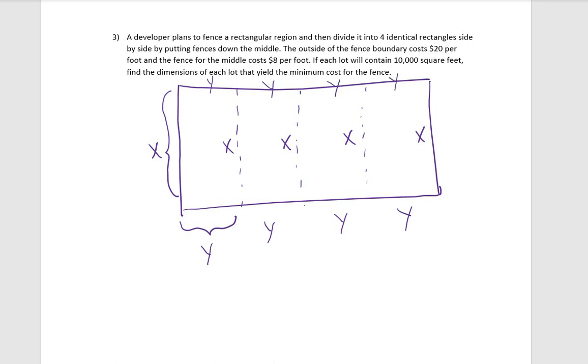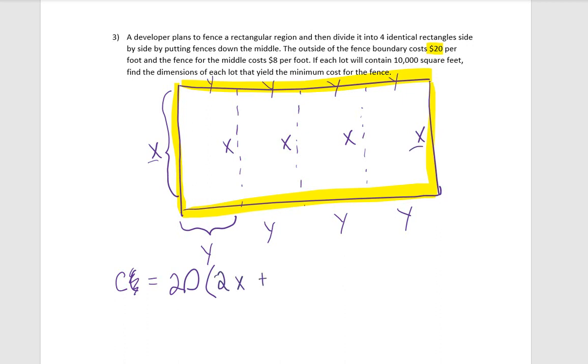Now, here's the deal, they said that the outside fences are going to cost $20 per foot. So that means this fencing is going to be $20 per foot. So the cost is going to be $20 times, well, let's see, we're going to have 1, 2 of those x lengths plus 1, 2, 3, 4, 5, 6, 7, 8 of those y lengths. So that's just the cost of the outside, right here.